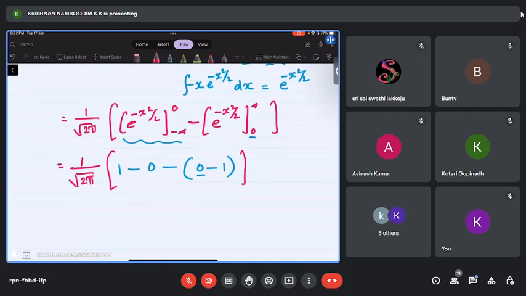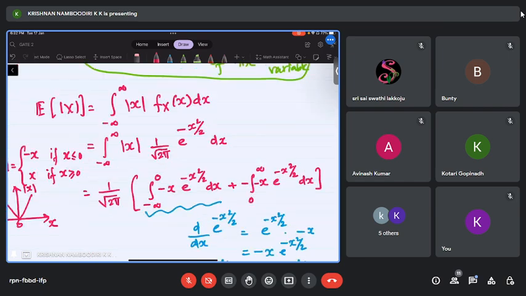So now what you have is nothing but 1 by root 2 pi into 2. Or in other words, it's equal to root 2 by pi. I don't know the value of this, let me calculate. Root over 2 by pi will be around 0.8. It's equal to 0.798. So the answer to the question is 0.798.